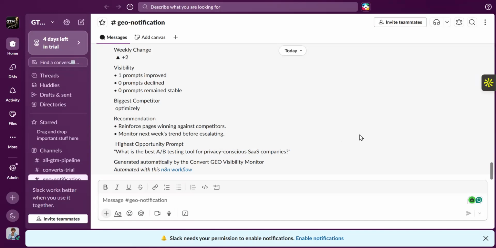So this workflow allows the marketing team to understand quickly whether intervention is needed or to continue.